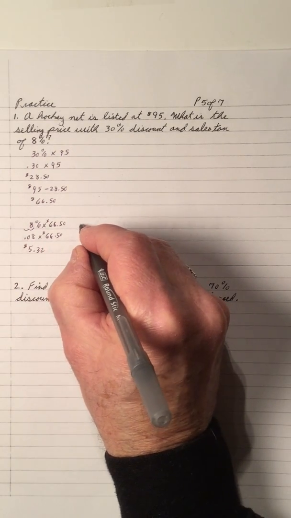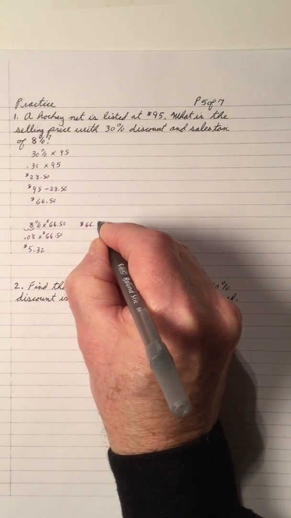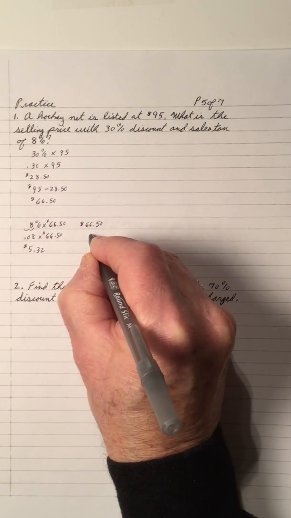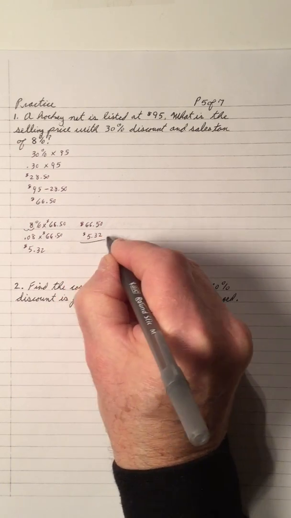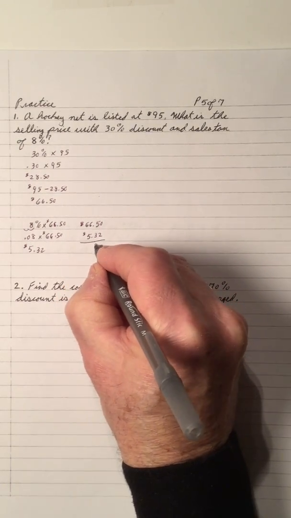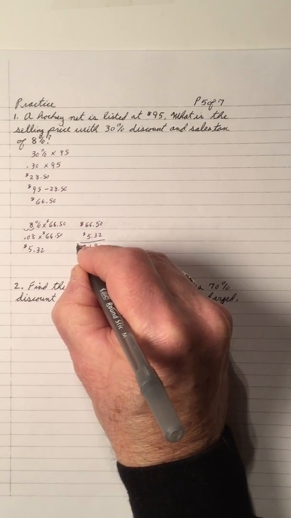And because the article costs $66.50, now we have to add $5.32 onto that because that's the sales tax. So we pay $281.72.